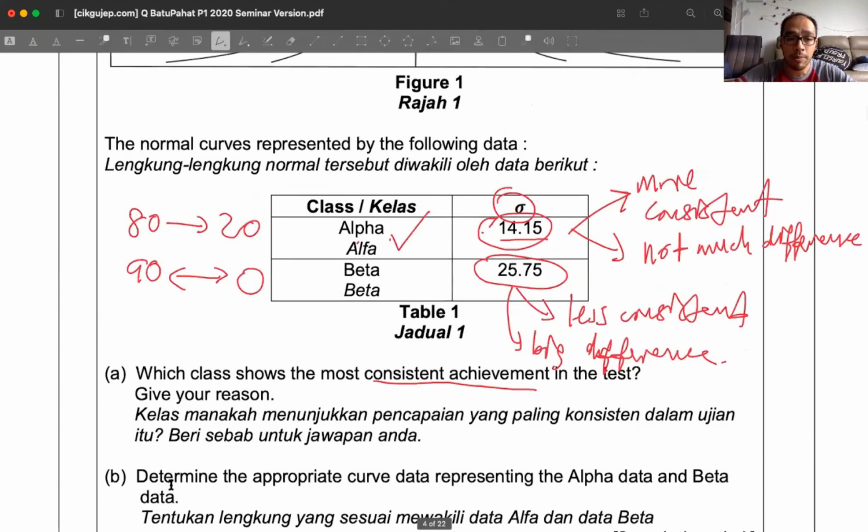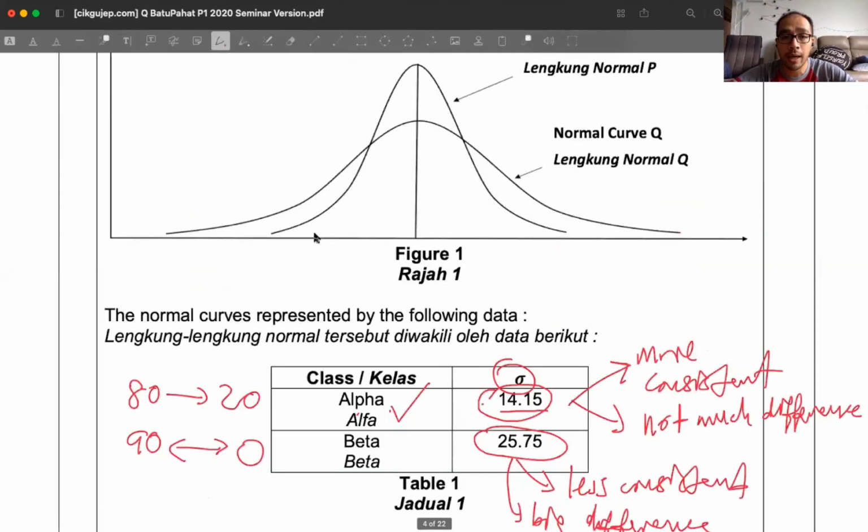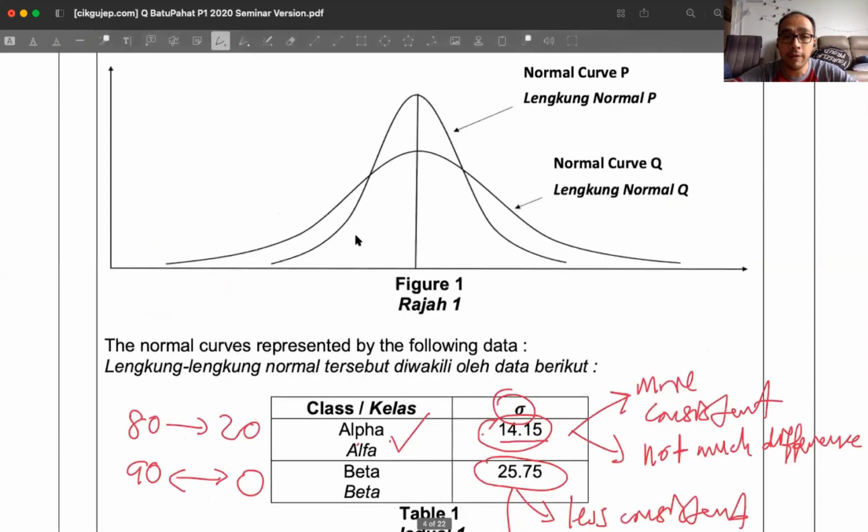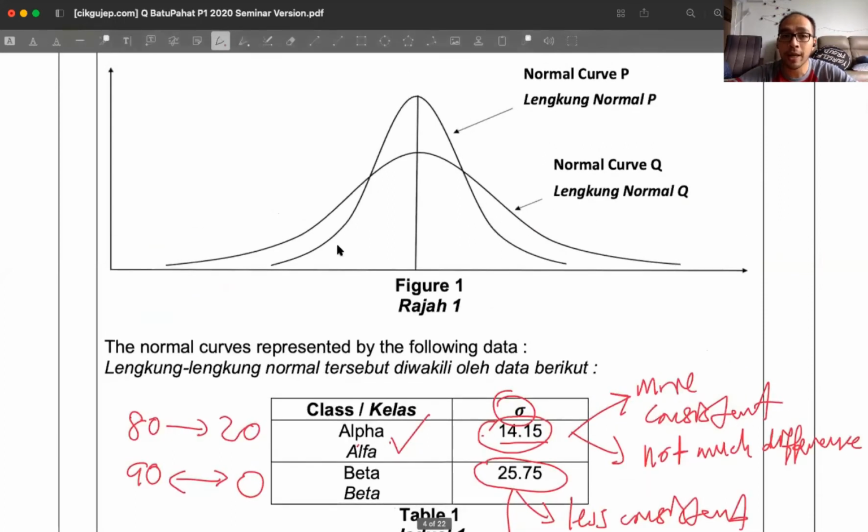Okay. Now B, determine the appropriate curve data representing alpha data and beta data. So if you don't understand this, I want you to memorize this because it's a very important thing. We find that in a lot of years, this standard deviation keeps coming out. Okay. Now, a curve like this, a sharp curve, a tall curve, narrower like this.